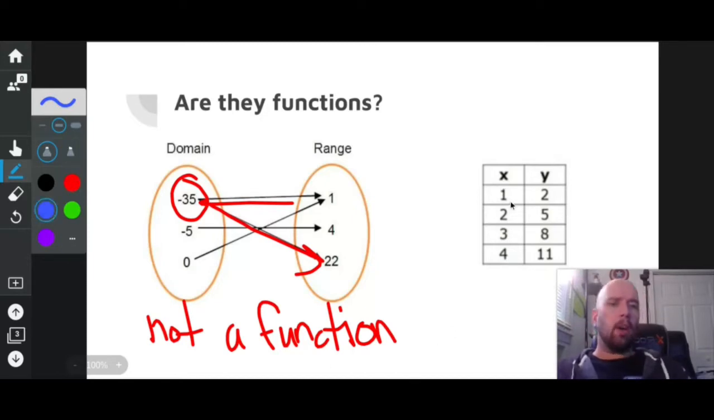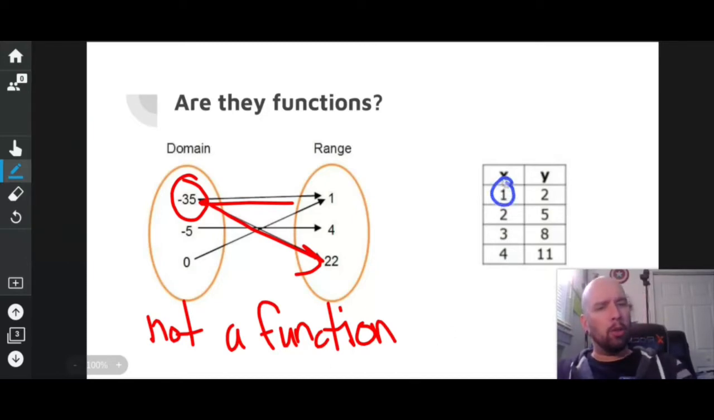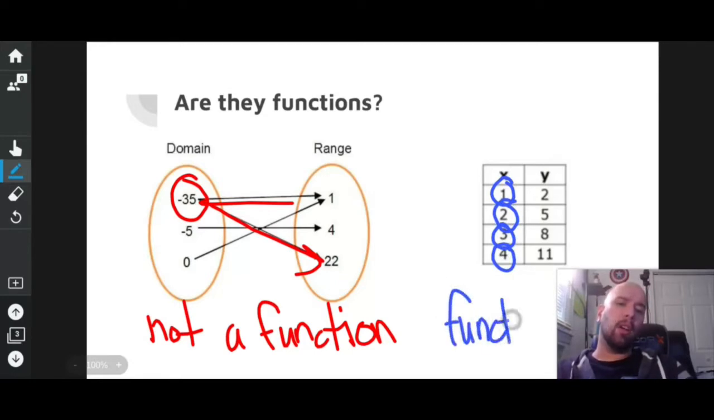Is this a function? Well, you're an x and you're only used once, and you're an x and you're only used once, and you're an x and you're only used once, and you're an x and you're only used once. It's a function. Right? I see you, function. And I see you, students.